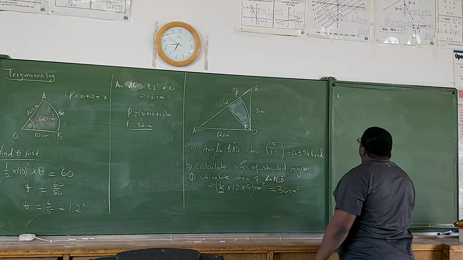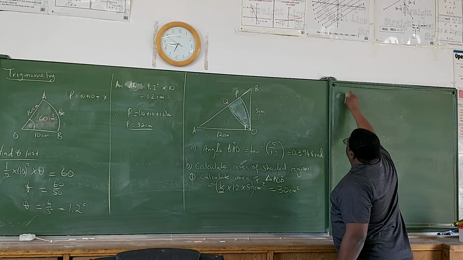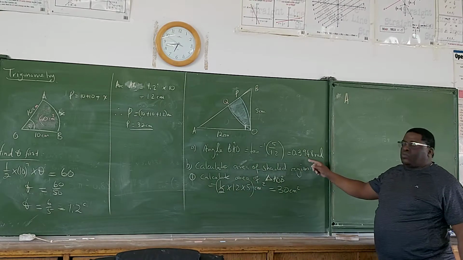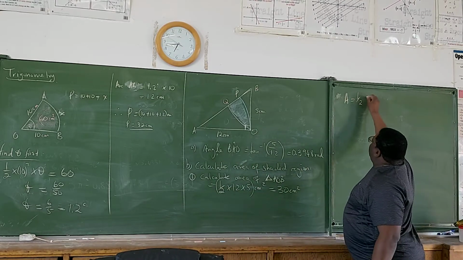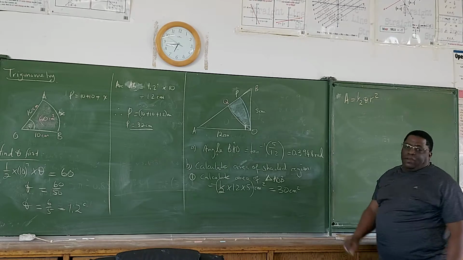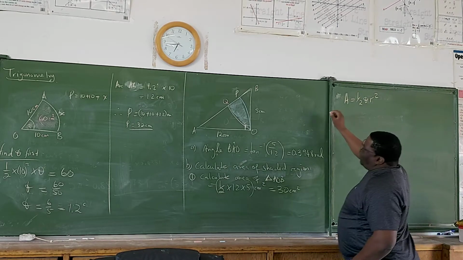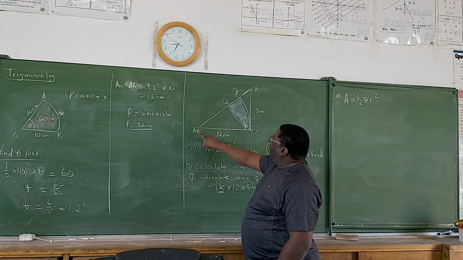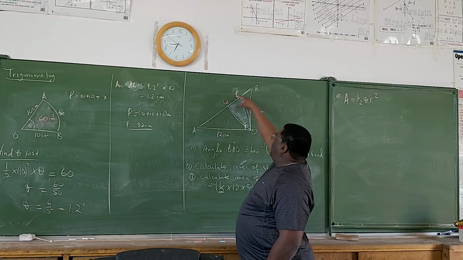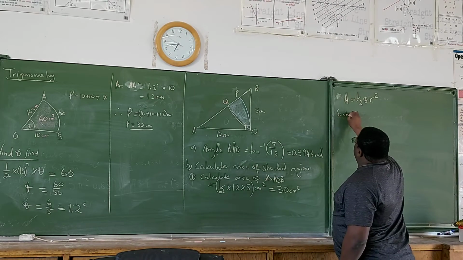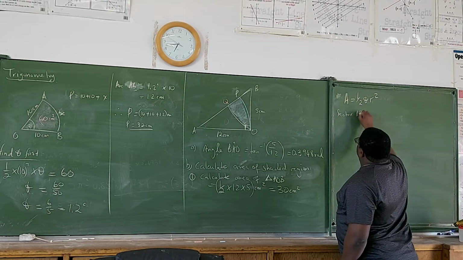So I'm going to use the formula A, because our angle is given in what? Radians. So I'm going to use that. Is that fine with you? Right. So I'm going to find sector A, P, O. So I'm going to say sector A, P, O.